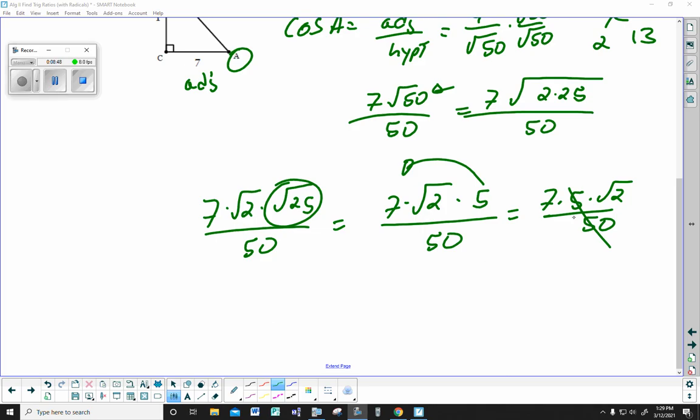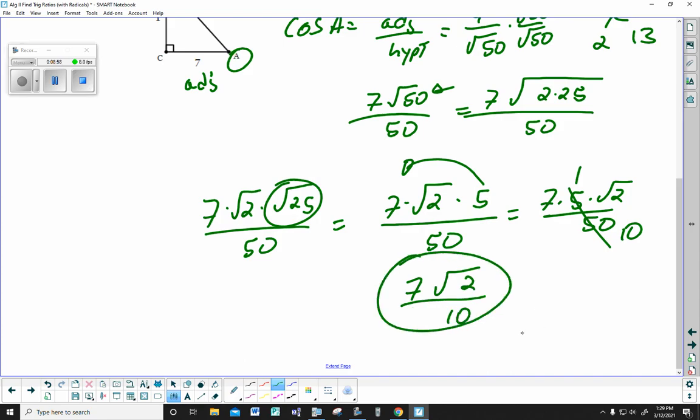Okay, so that reduces out 1, 1, and 10. So I have 7 square roots of 2 over 10. Okay, that's it. That would be your answer.